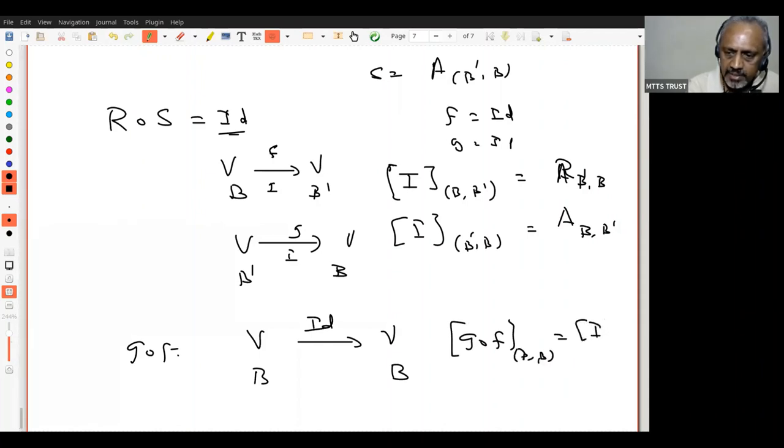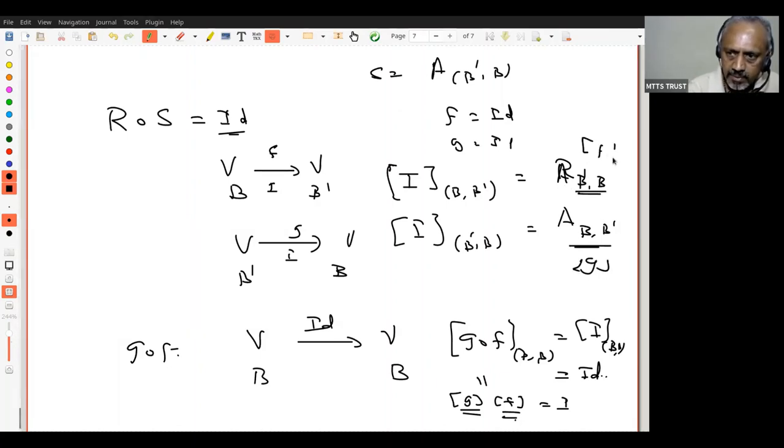So we have seen the identity map with respect to the same basis is the identity matrix, right? But this is the product of the matrix of G and the matrix of F. That is the identity matrix. Therefore, this matrix is invertible, and this matrix is invertible. But what is this matrix? This is G. What is this matrix? This is the matrix F. Therefore, they are all invertible.